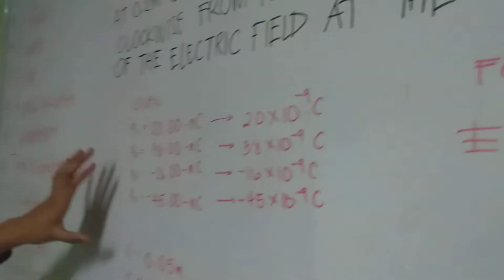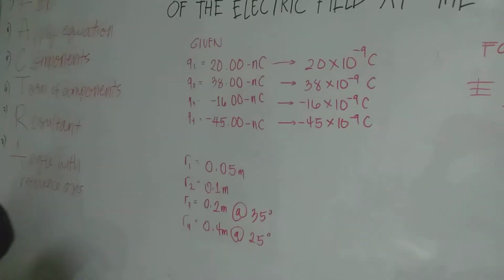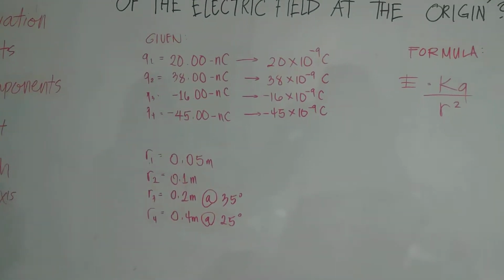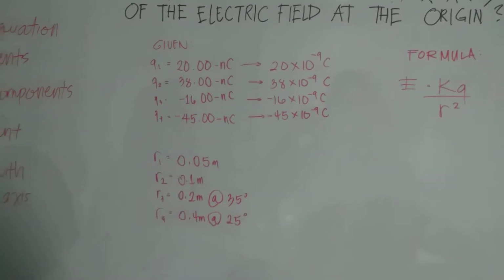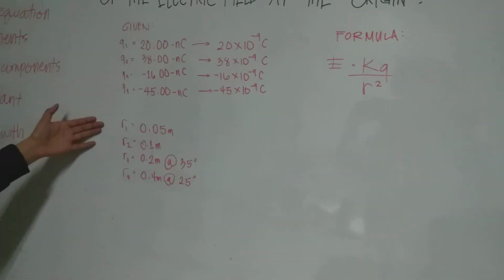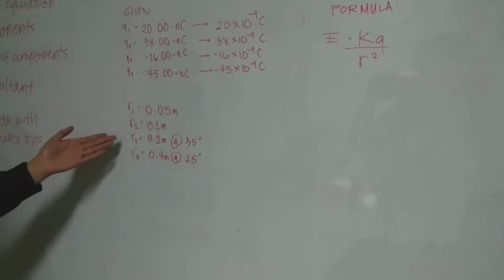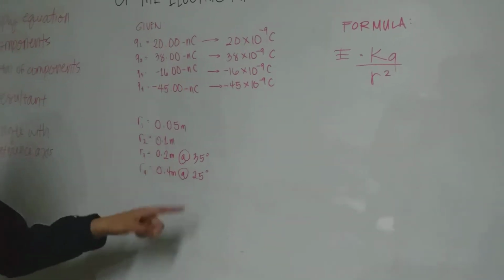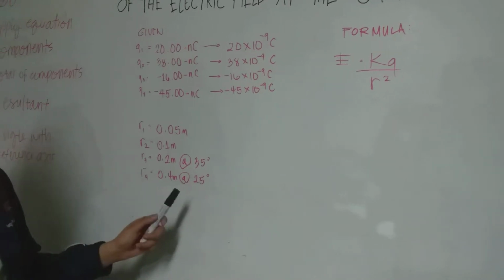For the given, we have four point charges. The first charge is positive 20 nanocoulomb. For the second charge, we have 38 nanocoulomb. For the third charge, we have negative 16 nanocoulomb. And for the fourth charge, we have negative 45 nanocoulomb. For the distances, the first is 0.05 meters, the second is 0.1 meters, the third is 0.2 meters at 35 degrees, and the fourth is 0.4 meters at 25 degrees.